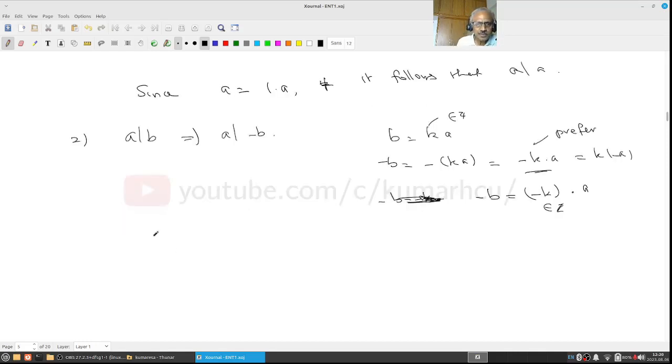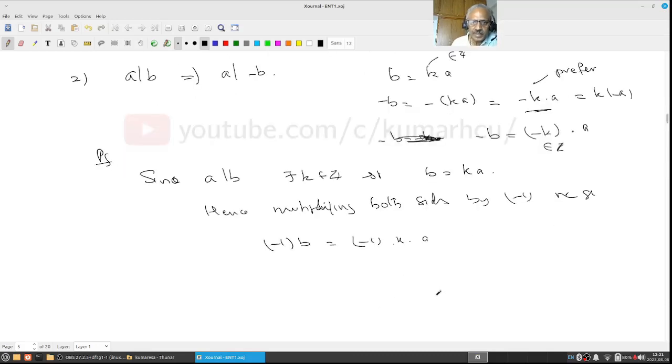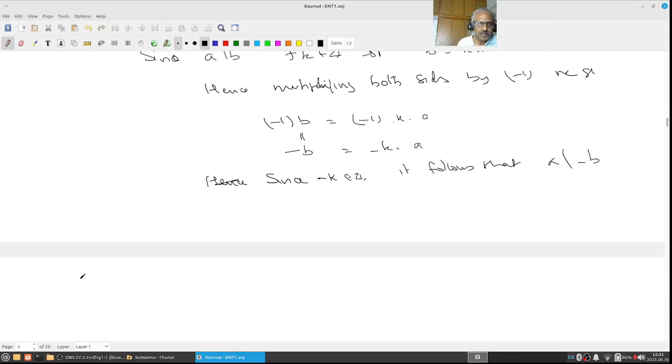Now how do I write a proof? Proof: since a divides b, there is an integer k in Z so that b equals ka. Hence, multiplying both sides by minus 1, we get minus 1 times b equals minus 1 times k times a. But minus 1 times b, we know, is the additive inverse of b, and minus 1 times k is minus k, times a. Therefore, and since minus k belongs to Z, it follows that a divides minus b.